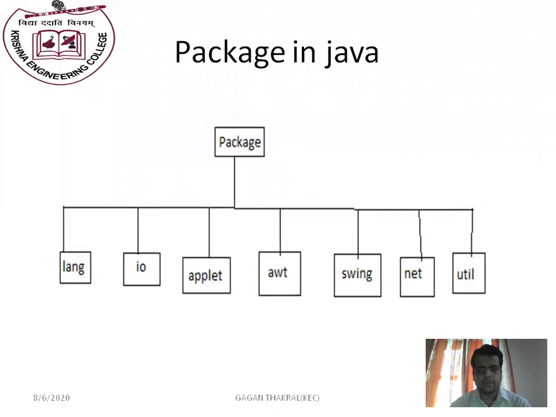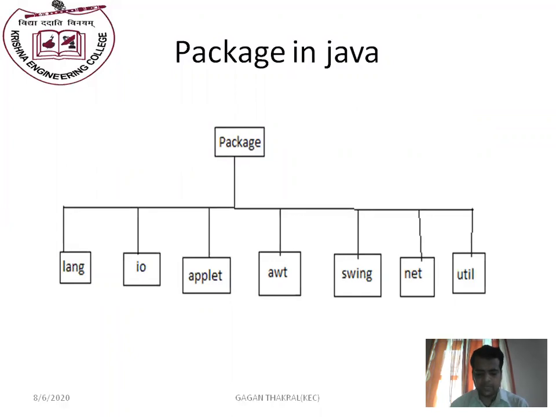There are some examples of packages in Java. The lang package contains predefined classes for mathematical operations, such as the math class to perform mathematical operations. The io package, also known as the input output package, contains predefined classes for input output operations. For example, the data input stream and buffer reader classes.